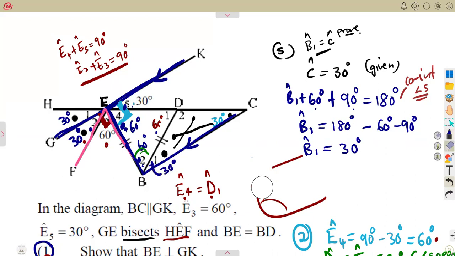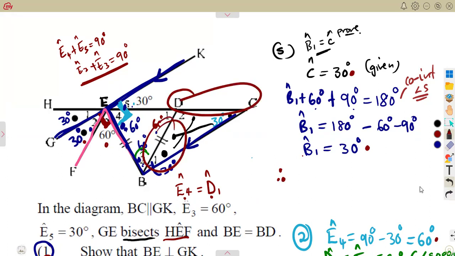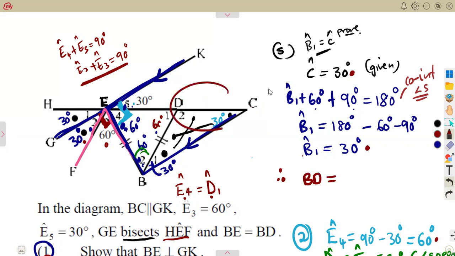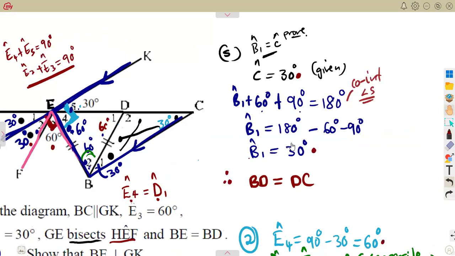So there is no way that angle B1 will not be equal to angle C. There is no way that these two angles are not equal. It shows us that these two sides are also equal. That means the side BD is equal to the side CD or DC. Because of these angles, the sides opposite these angles must be equal.